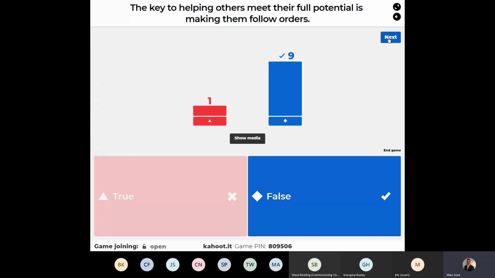Now, layer that analogy in the workplace, and you can see very much how following orders or making someone follow orders is not the best way to get someone to meet their full potential, either in a management or in a leadership role.